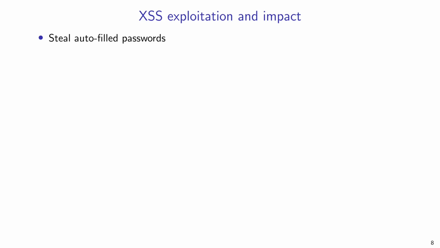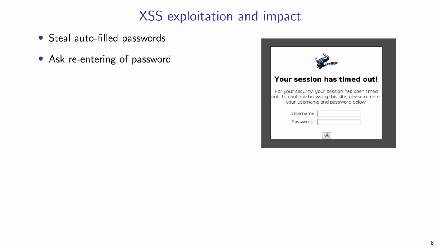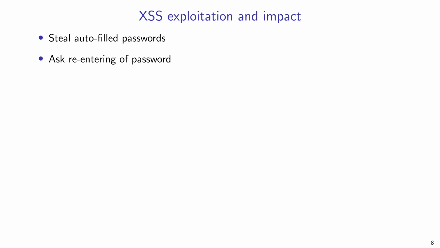If stealing autofilled passwords does not work, the attacker can try stealing the victim's password by asking for re-entering of the password. For example, a pop-up can be shown saying that your session has timed out, and to continue browsing the site, please re-enter your username and password. And of course, when the username and password are entered, they would be submitted to the attacker's server. Since this pop-up would be shown on the legitimate website, the user may feel safe entering the password. Then a similar social engineering trick could be used to fish out pretty much any other information from the user. So the only limit here is the imagination of a social engineer.